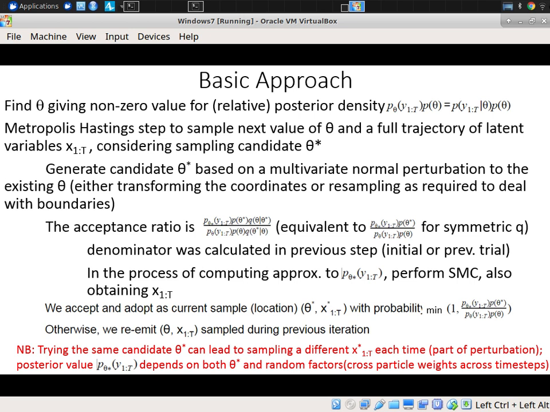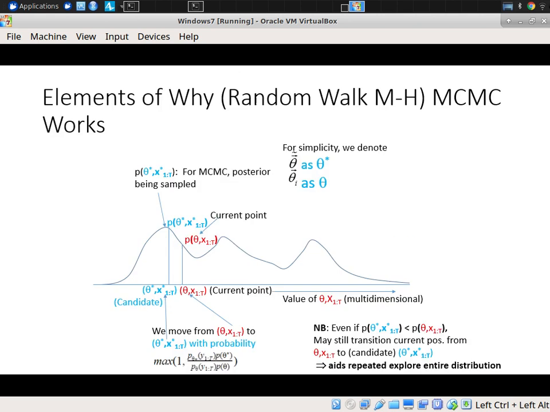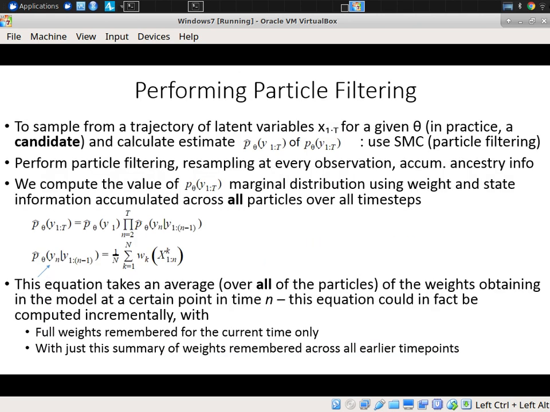So what I'm saying is, if you give the same candidate set of parameters, you can get different sample trajectories at different times. That's just the case. Knowing theta star doesn't tell you with certainty what this sample trajectory will be. It influences its distribution. This is an important point, okay? It turns out to be helpful.